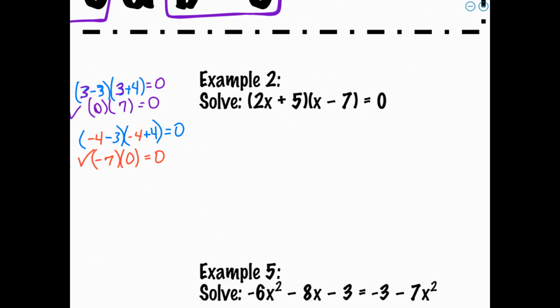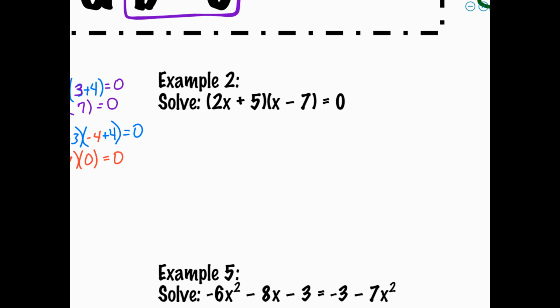Example 2. First question, first step, is it equal to 0? Yes. Step 2, is it already factored for us? Yes, it is. Okay, we've got 2 sets of parentheses here. It's already factored for us.